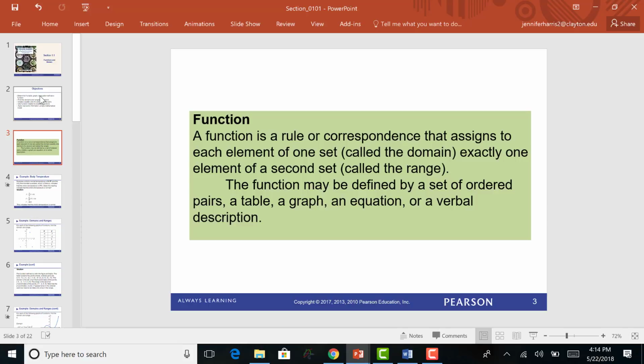I'm usually going to mention what's on this screen, and then I'm going to go back and give you some information that makes more sense, or at least it makes more sense to me. So if I read it, it says a function is a rule or correspondence that assigns each element of one set exactly to an element of a second set. Now, does that mean anything to you? No. You just gave me a definition. I still don't know what it means.